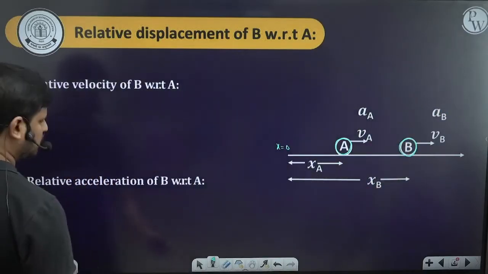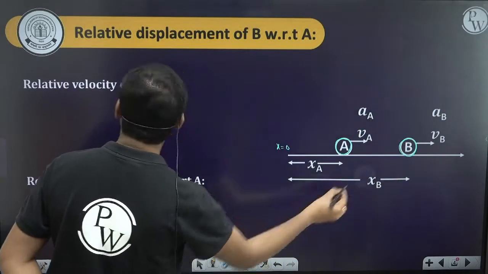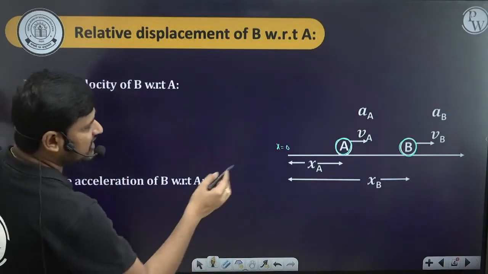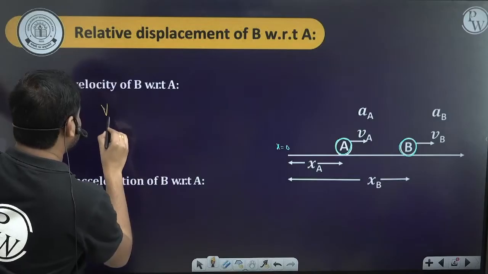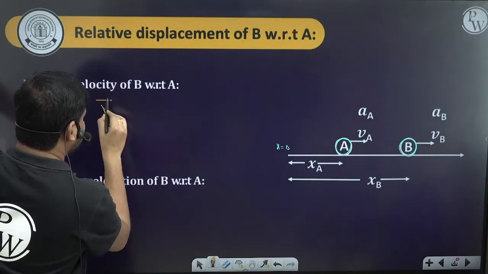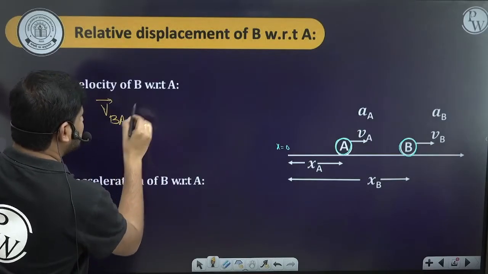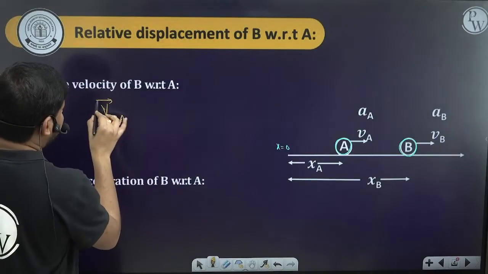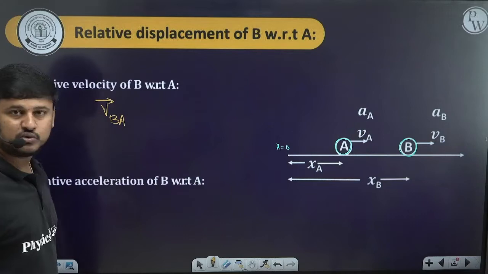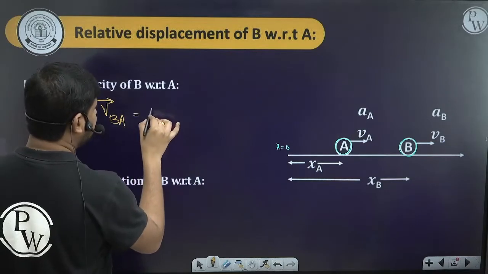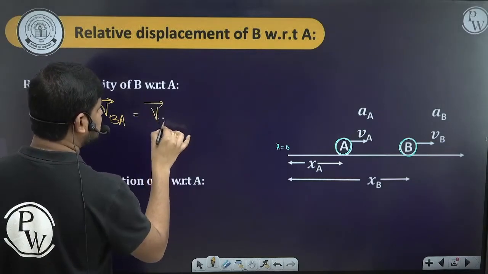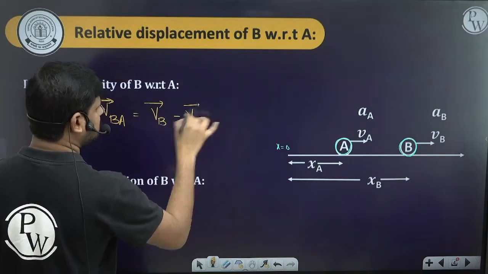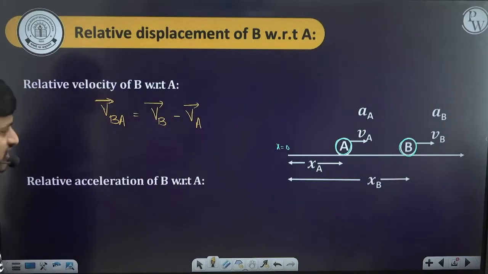Okay, so now if we have to write the relative velocity of B with respect to A, velocity is a vector quantity, so write it in the vector form. The velocity of B with respect to A is simply velocity of B minus velocity of A.